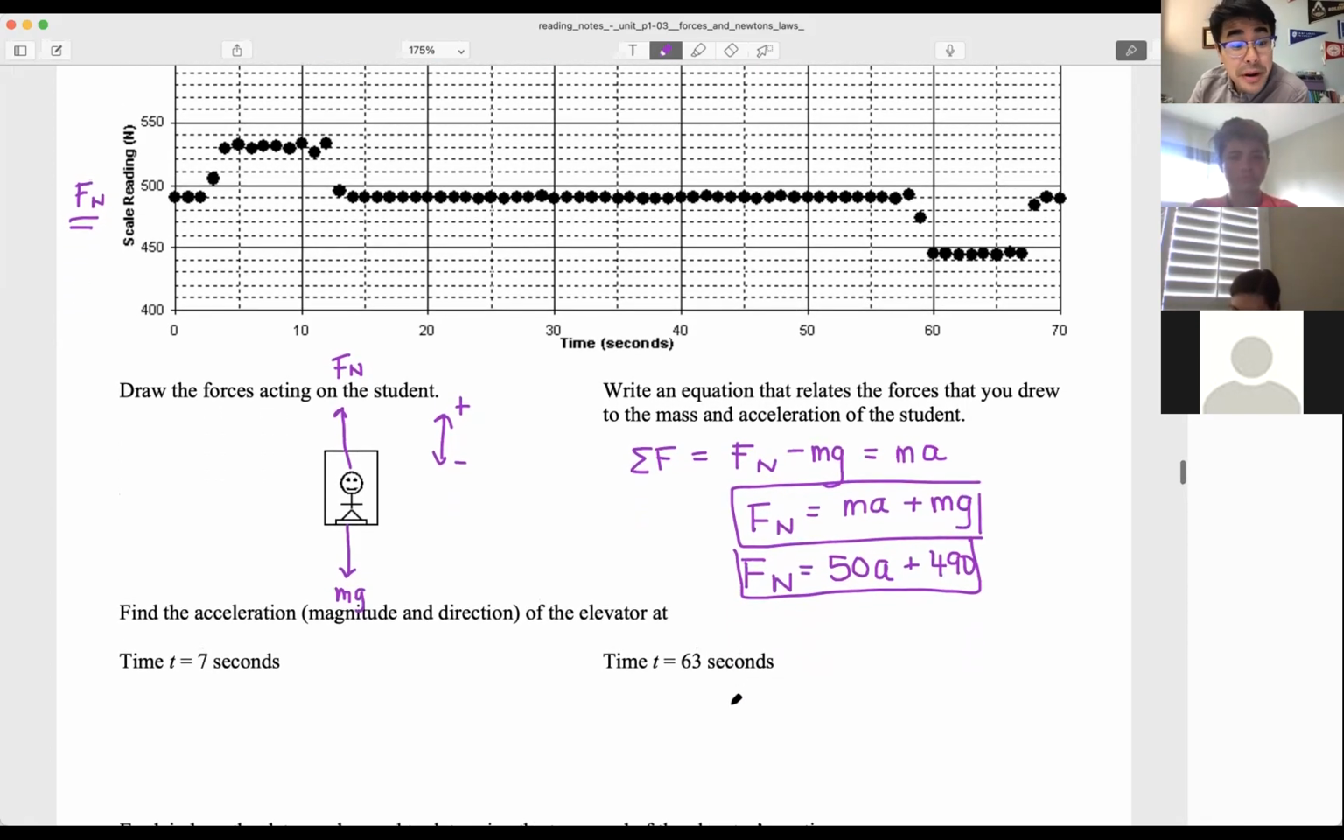So then from that point, I can find the acceleration, right? So the acceleration at time t equals 7. Well, if I go to t equals 7 here, what do I see? I see that the scale reading is approximately what? I don't know, 510, 520, 530, right? So we say 530 is equal to 50A plus 490.